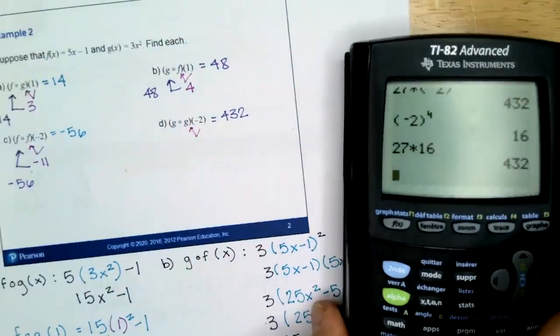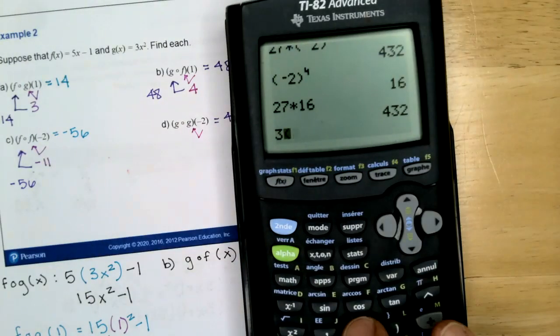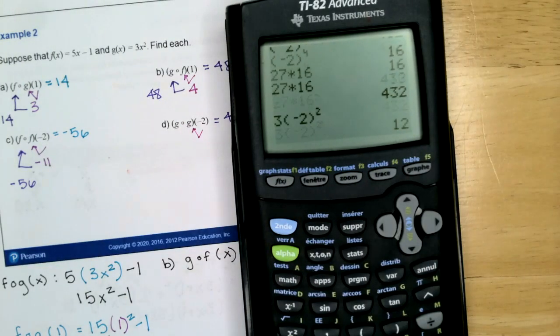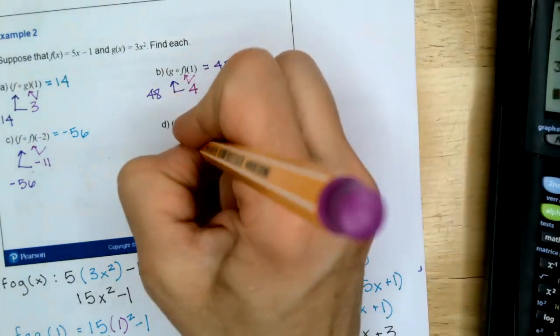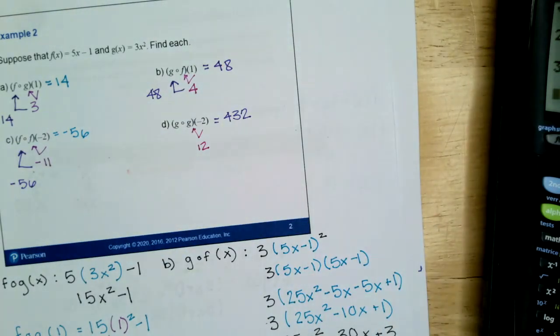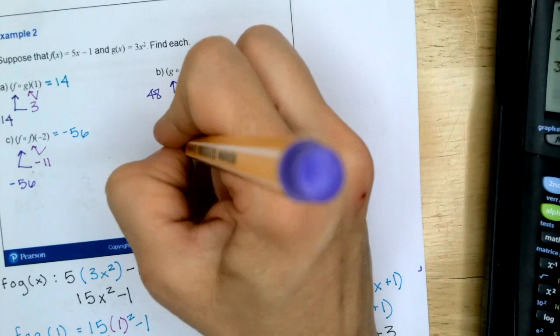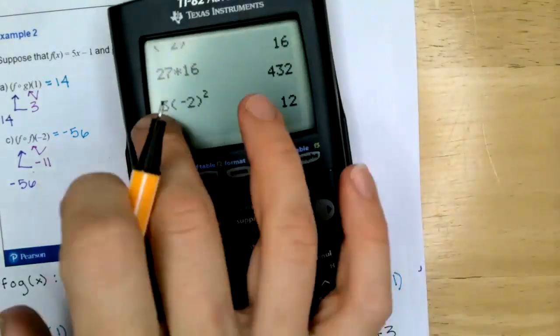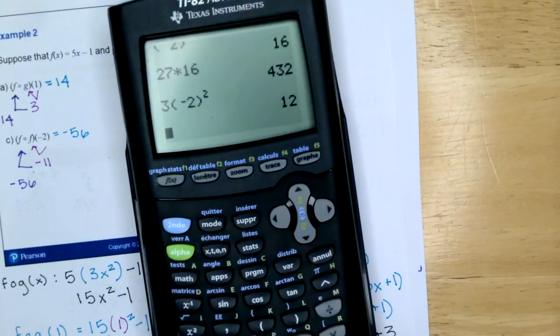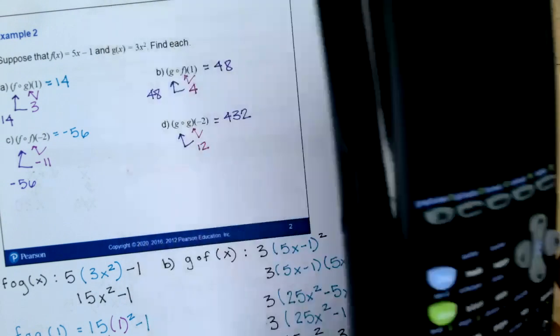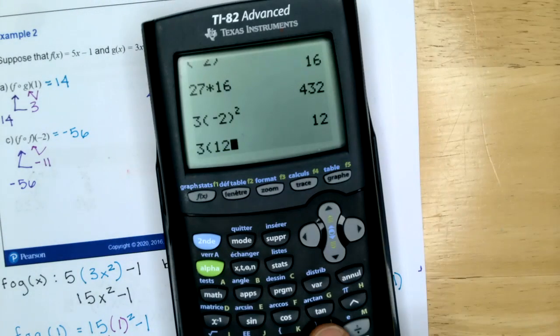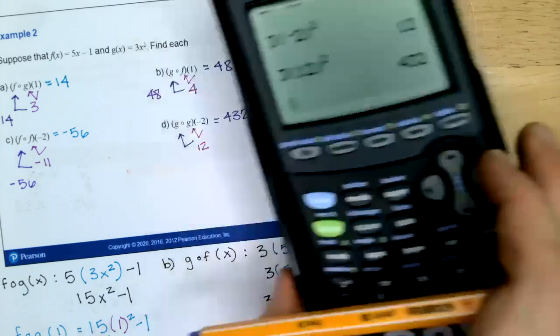g is 3x squared, so 3 times negative 2 squared is 12. Now we're going to take that 12 and put it into g again. So instead of 3 times negative 2 squared, it's going to be 3 times 12 squared, which is 432.